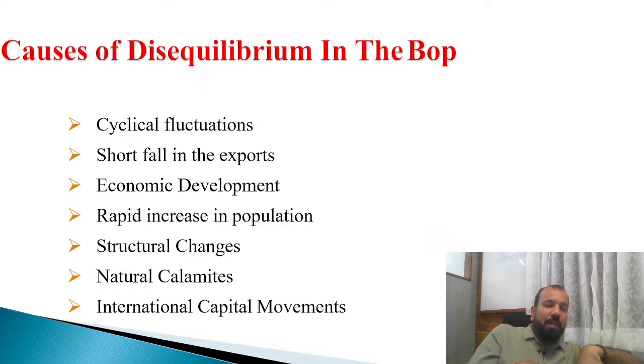Economic development of the economy, rapid increase in the population. Once there is a rapid increase in the population, your domestic industries and companies are not able to meet the supply. Then what you have to do? You have to go for importing products and services. That is the effect of rapid population increase. Structural change in the economy, due to demonetization or GST, any structural reforms you are making, you have to go for imports. Natural calamities, due to heavy rainfall or climatic changes, again have an impact on the BOP, as does international capital movement. So these are the causes of disequilibrium in the BOP.